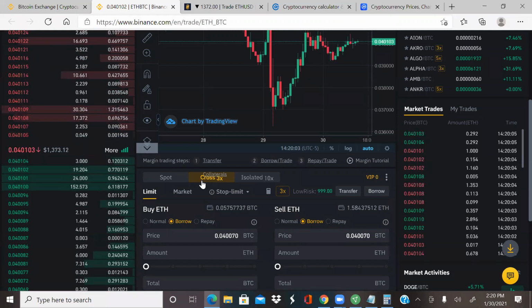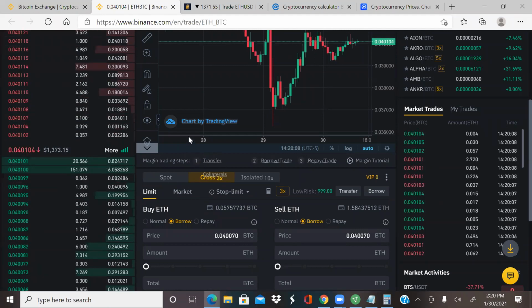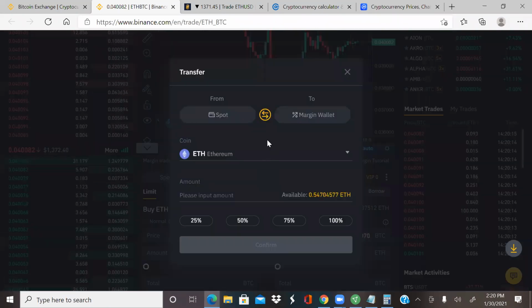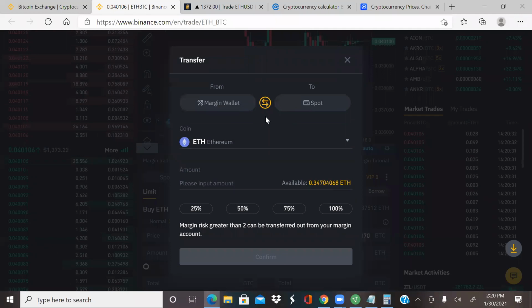So the first thing you want to do is transfer some funds from your spot wallet to your margin account. If I click transfer, you can see that I already have 0.5 Ethereum. I have to transfer some of it to my margin wallet so that I can participate in margin trade. If I want to transfer from my margin wallet back to my spot, I just click here, and you can see that it has changed.